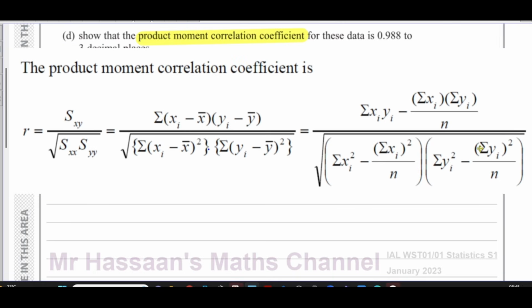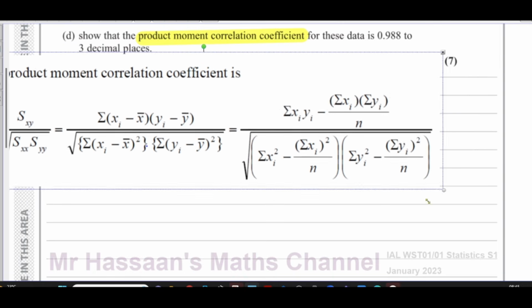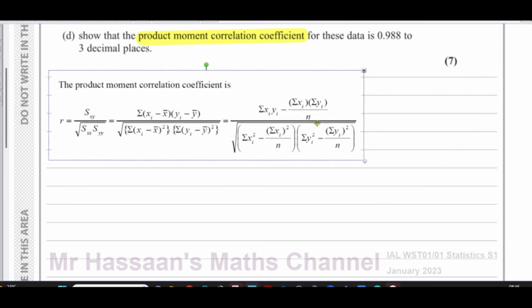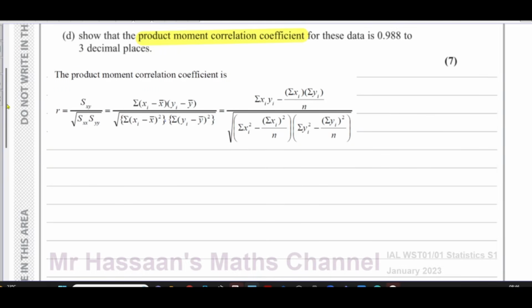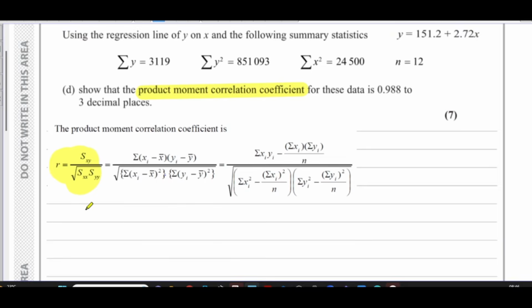Okay, so that's the product moment correlation coefficient. It's given the symbol R, and R is basically equal to this. This is what we can summarize it as: R is equal to this thing called SXY over the square root of SXX times SYY.